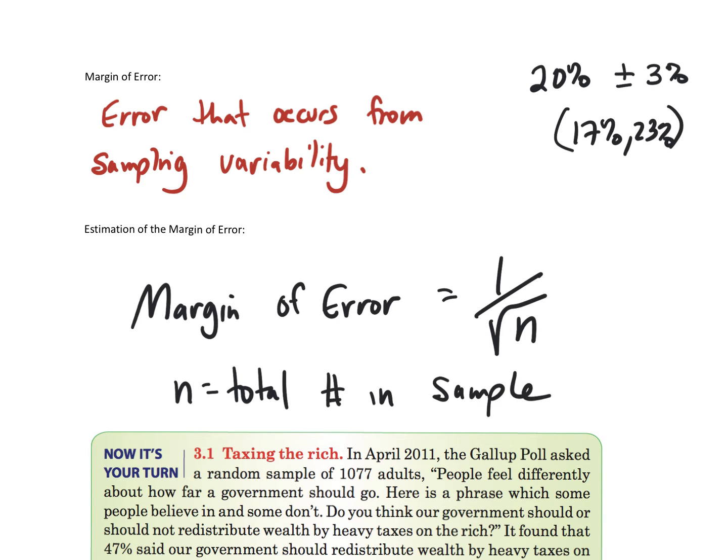Now, there are definitely more complicated statistical formulas, but the easiest one for the margin of error for a sample proportion is just 1 over the square root of n. So I just take the square root of n, 1 divided by that number, and I will get my estimated margin of error.